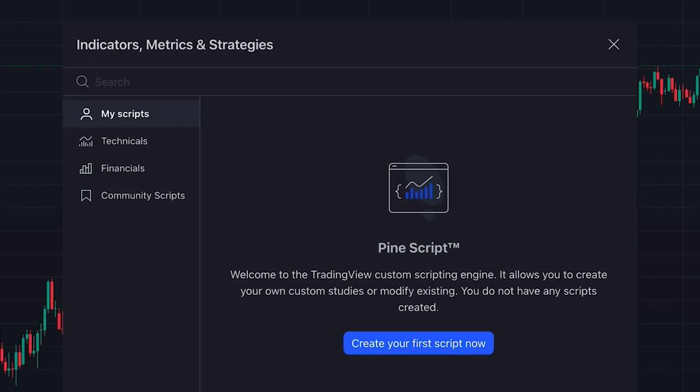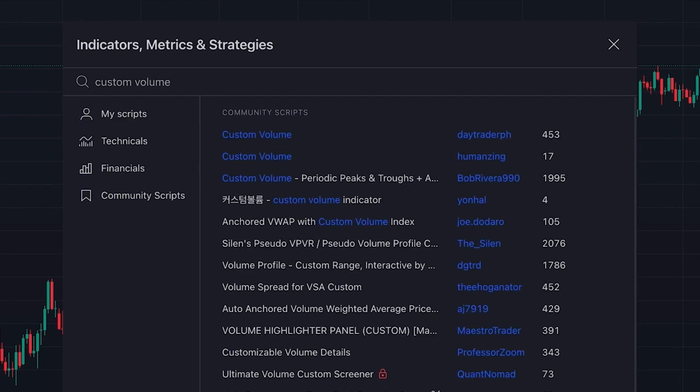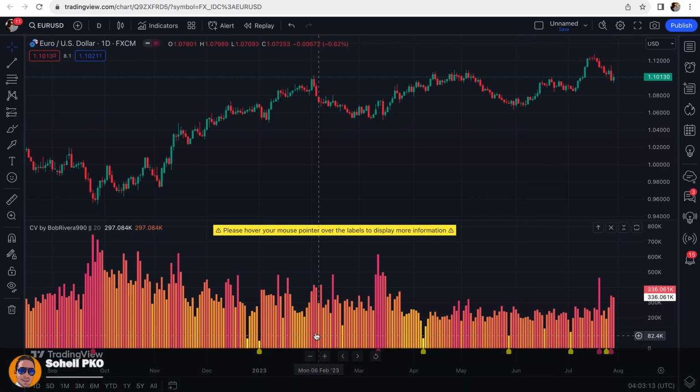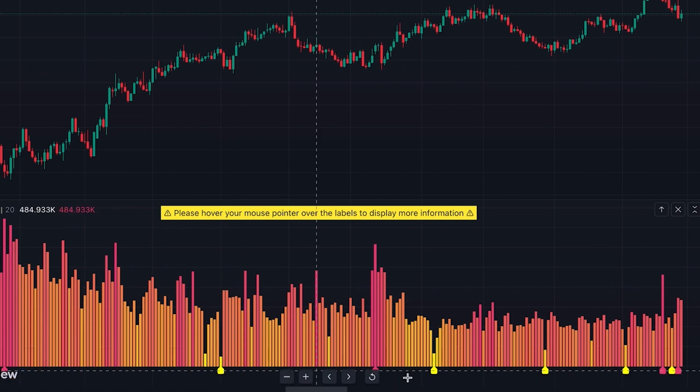Alright, the second volume indicator that I want to introduce is called Custom Volume. This one is written by someone named Bob Rivera 990. Alright, this is the indicator, and as you can see, it's added here below the chart. It's similar to the ordinary volume bars that you're familiar with, but the difference is that it shows the minimum and maximum volumes in different time periods here by the help of these labels.